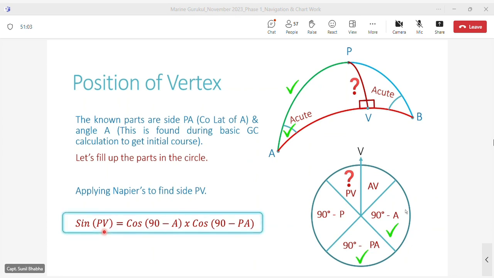This PV gives us the colat of the vertex. Exactly similar as PA was the colat of position A, PB was the colat of position B. Similarly, PV is the colat of the vertex. So PV gives us the colat of the vertex, and 90 minus PV gives us the latitude of the vertex. So latitude of the vertex has been obtained.